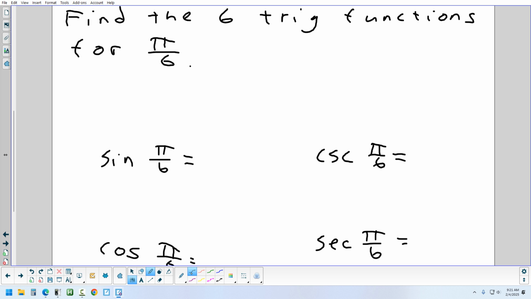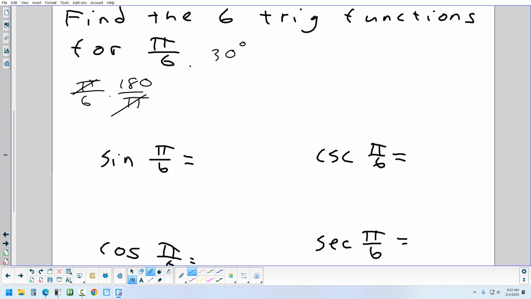Yep, convert it to degrees. You can convert it to degrees if that helps you. Is it necessary? Not if you're familiar enough with radians. You've got to get the coordinates somehow. If that helps you, then go ahead and do it. So multiply by 180 over pi. Pi's cancel, and you're left with 180 divided by 6. That is 30. So I want to get the 6 trig functions for 30 degrees.